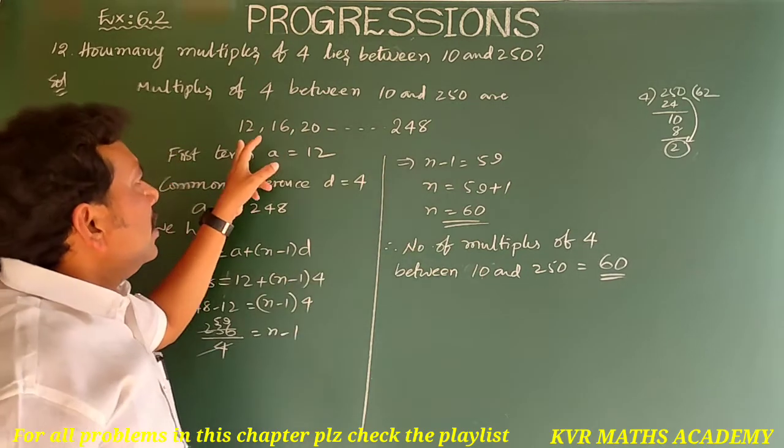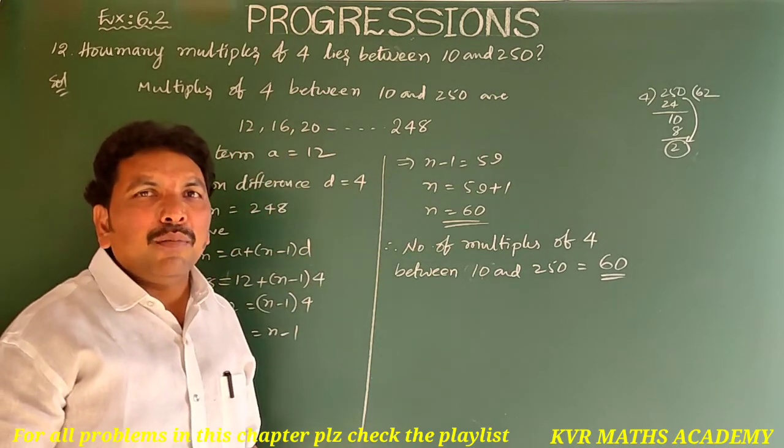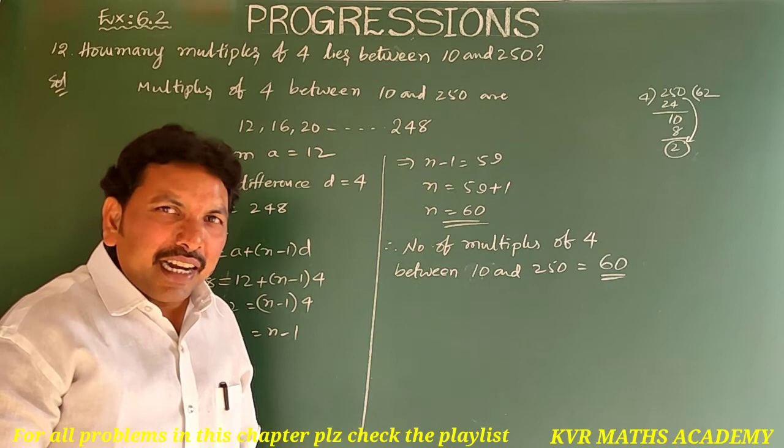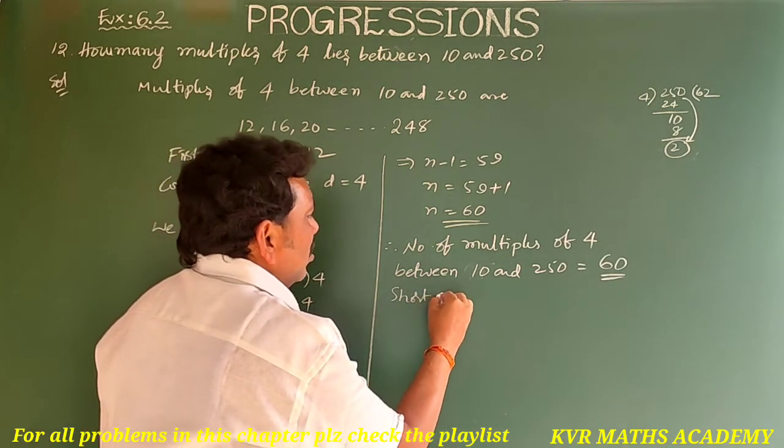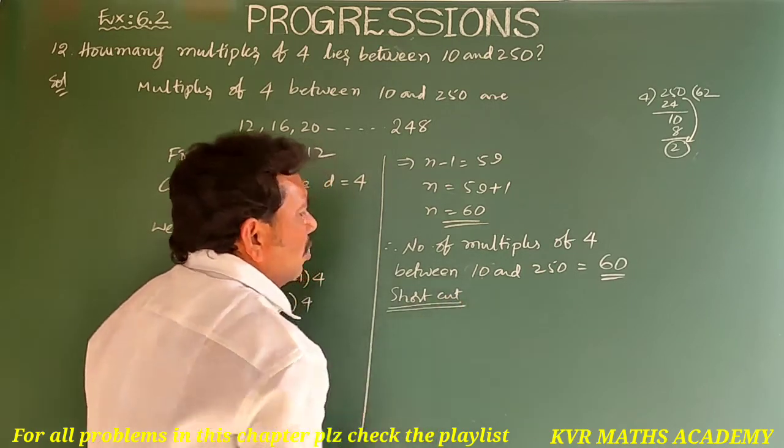Suppose if they give it as a bit question, half mark or 1 mark, how can you do it? A simple technique is there. A shortcut is there.